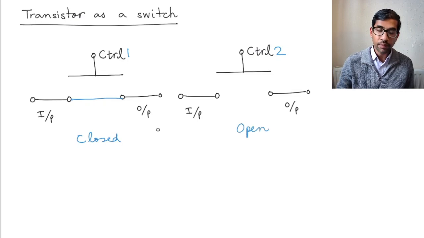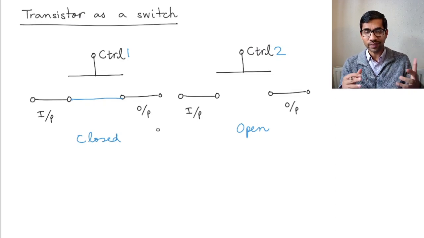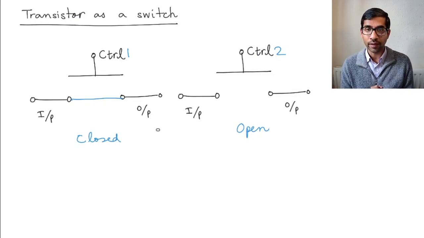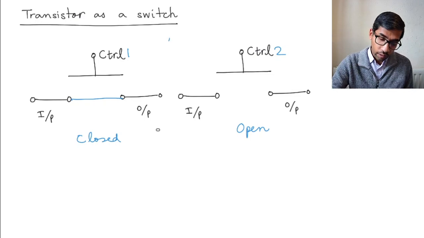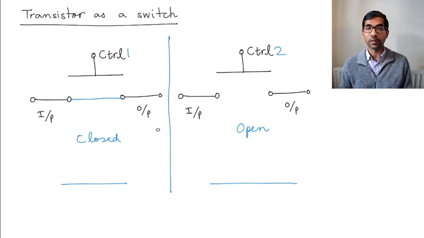And you can then immediately see how for two different signals, control 1 and control 2, and we'll figure out what this control 1 and control 2 should look like, but already for these two signals, we can see that here you have a closed switch and here you have an open switch. And therefore you can immediately see how a transistor can be used as a switch. Hopefully that makes sense. In the next video, I want to look at how the transistor can behave as an amplifier.